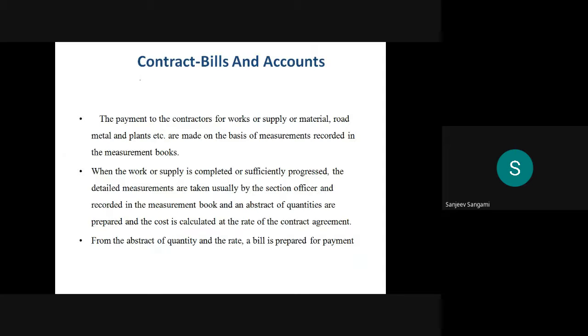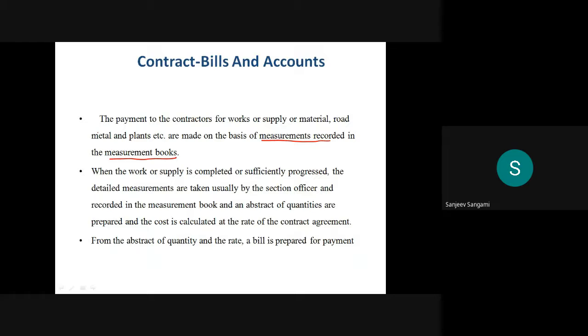Then contract bills and accounts. Okay, so the payment to the contractors for the works or the supply of the materials or the road metal and plants etc. are made on the basis of the measurement recorded in the measurement book. Normally one measurement book will be kept in any of the government organizations.